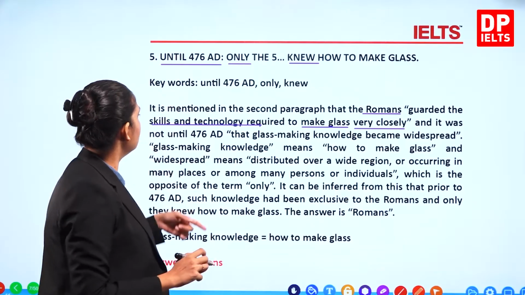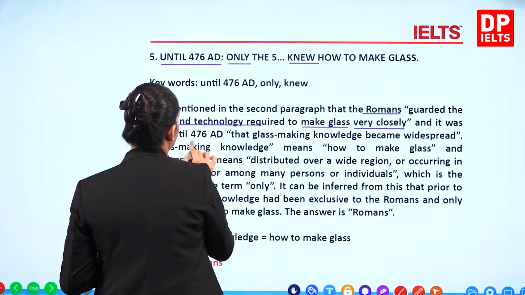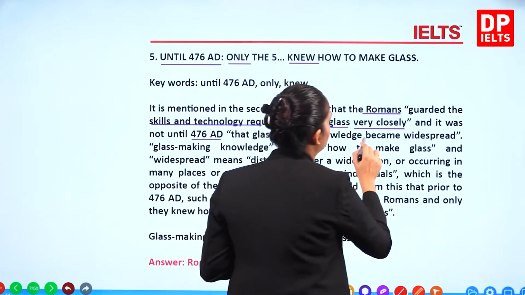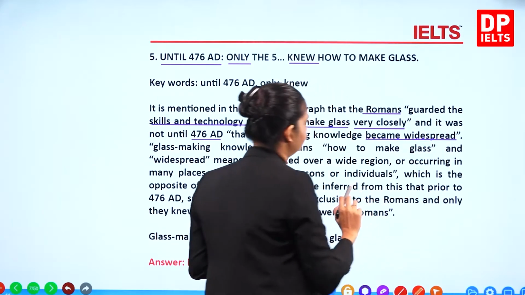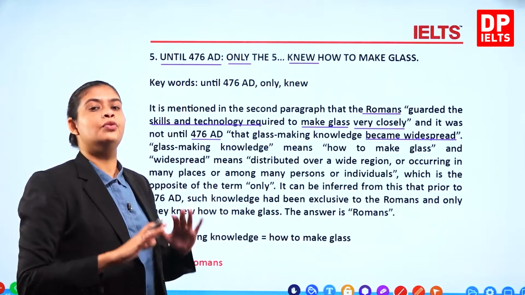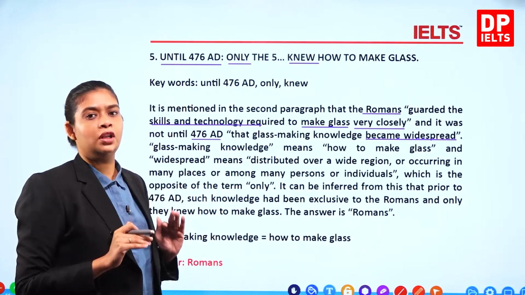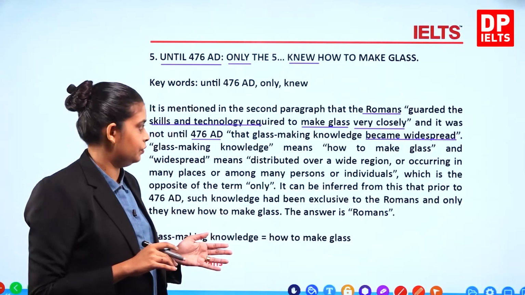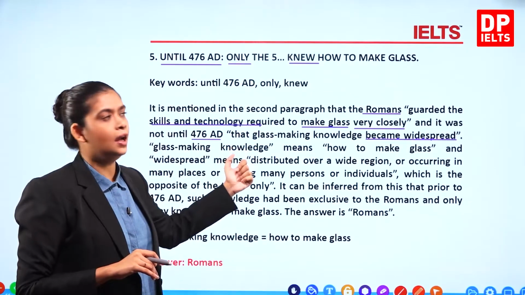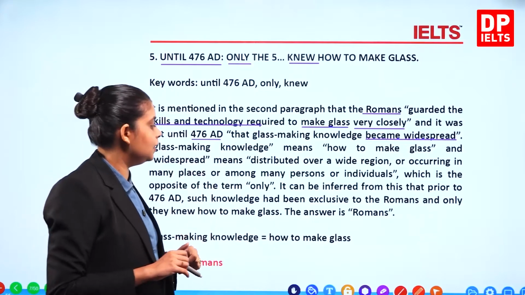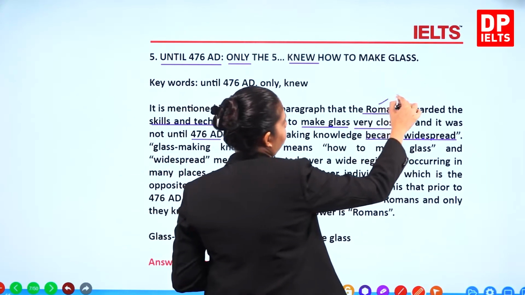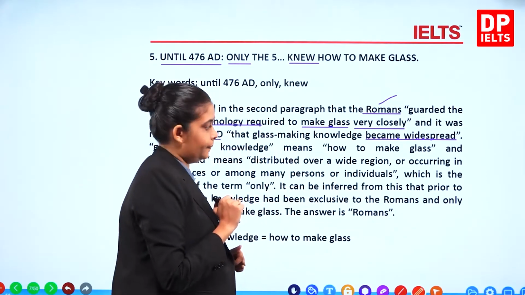And it was not until 476 AD that glass making knowledge became widespread. So until that, what happened? The Romans didn't let that knowledge or skill go out, okay? So only who knew that specific type to make glass? Only the Romans knew it, right? So here is your answer.